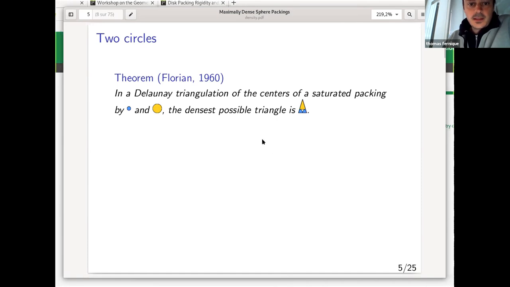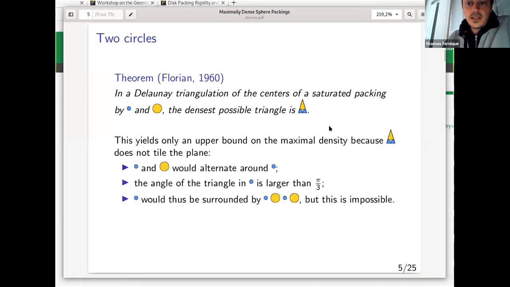So Florian says that the densest possible triangle is this small triangle which connects the center of a large circle and the center of two small circles. Okay, so same as for the previous slide, you have an upper bound, but unfortunately, the bound is not tight because this triangle, you can never have a packing so that you have only such triangle. In other words, this triangle does not tile the plane.